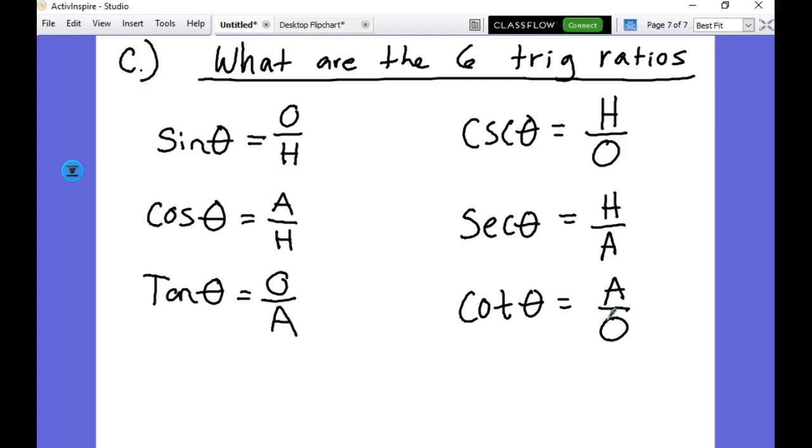And so to help you with that, on this side, we have something that could help you, and it's what Cleopatra shared out with us. It's SOHCAHTOA.